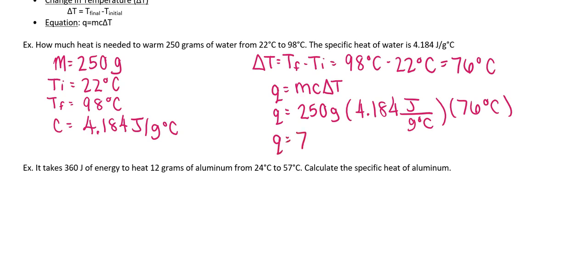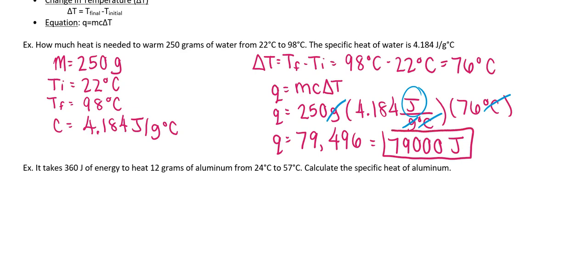Q is equal to 79,496. Rounding to two significant figures, 79,000. Let's talk about units. Grams divided by grams cancel. Grams is in the denominator right here. Celsius divided by Celsius cancels. I'm left with joules. 79,000 joules.